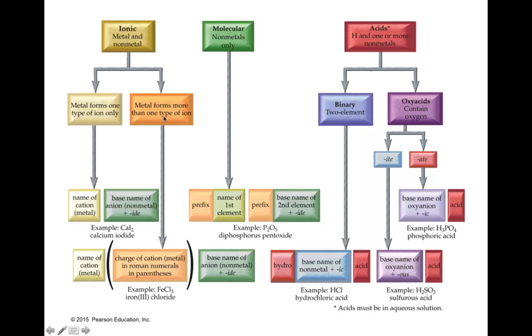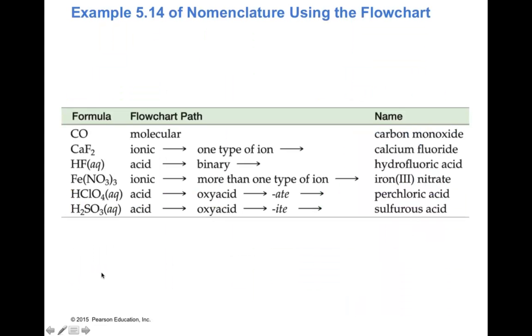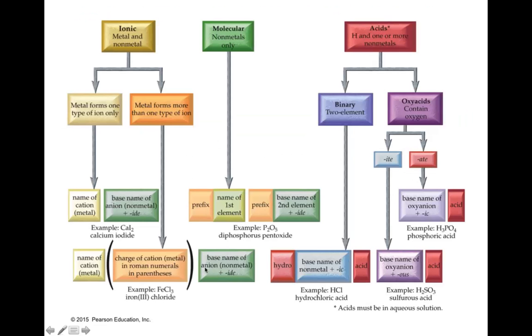When we have a cation that comes from a metal that can produce more than one cation, we need to use the Roman numeral to represent the charge of the cation. The same thing, we use the name of the cation, that is the name of the metal. And in parentheses, we add the Roman numeral that represents the charge of the cation. And then we use the same base name of the anion using the -ide ending.